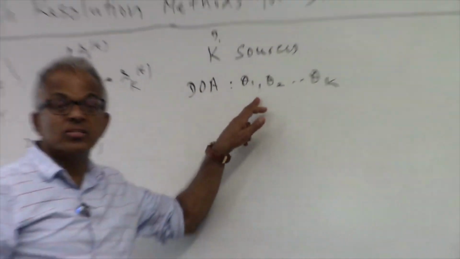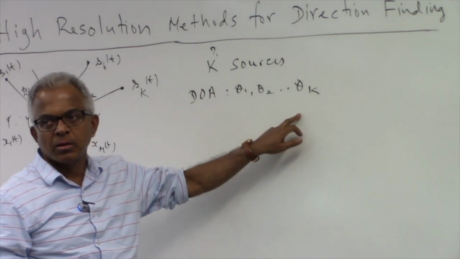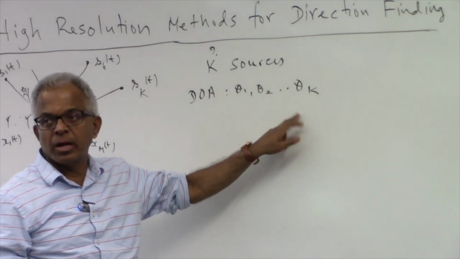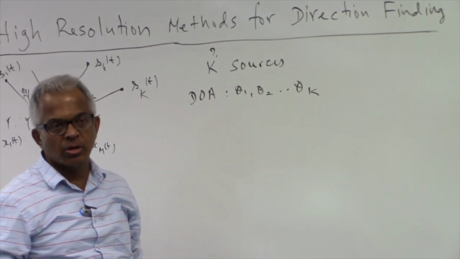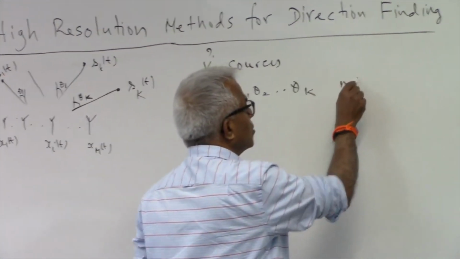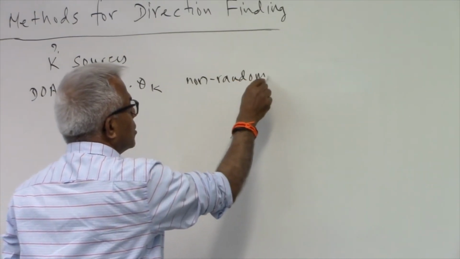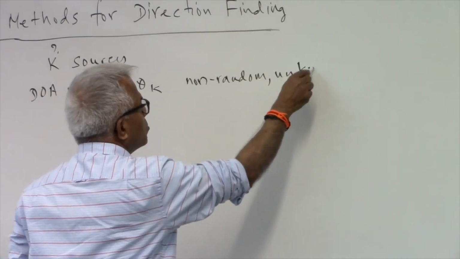So you can see these are unknowns but non-random. Remember, we were looking at non-random parameter estimation earlier. So this is an excellent example. So, unknown non-random parameters.